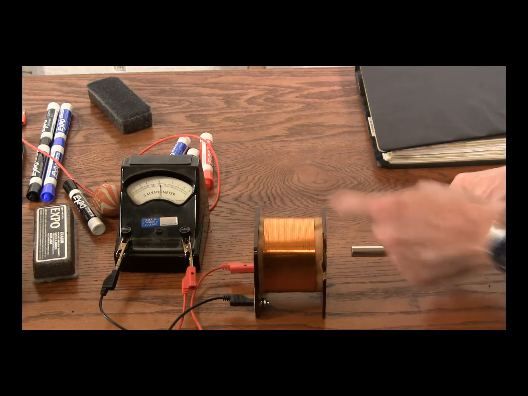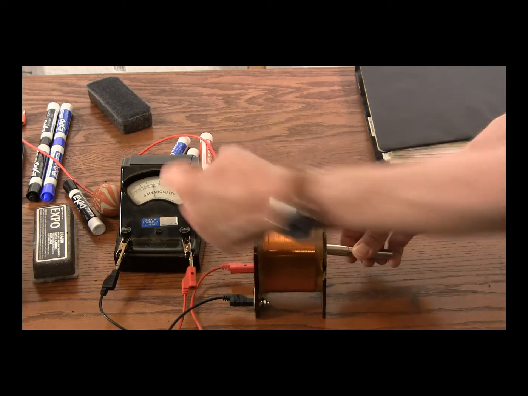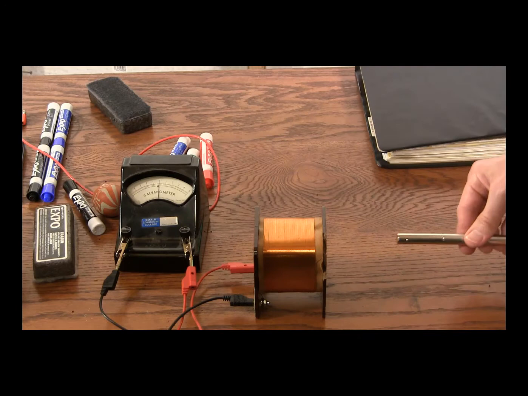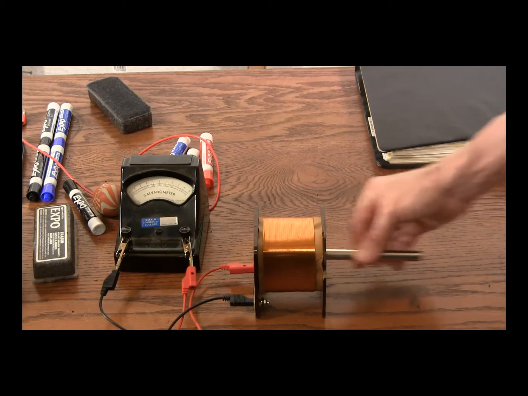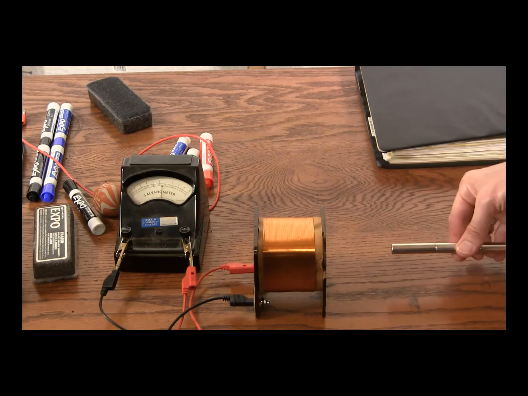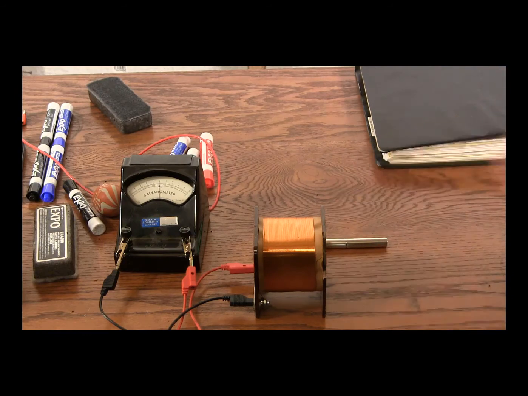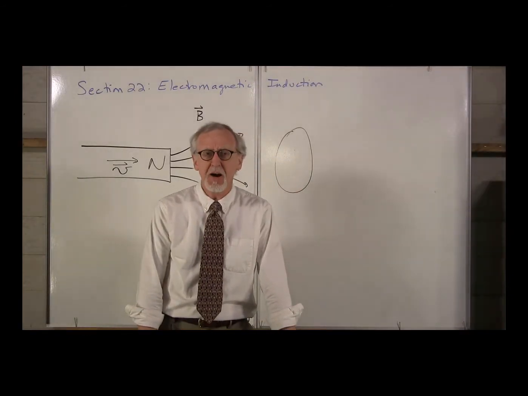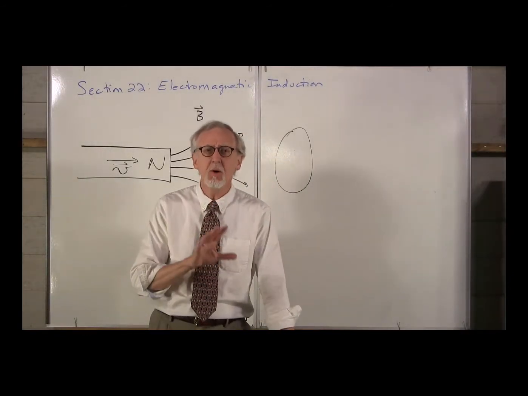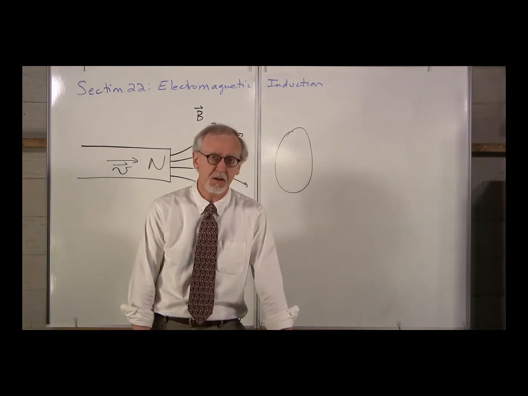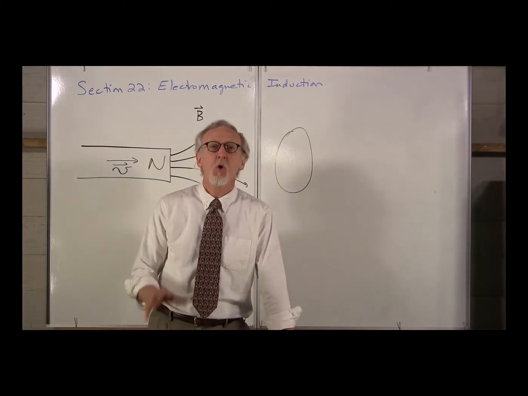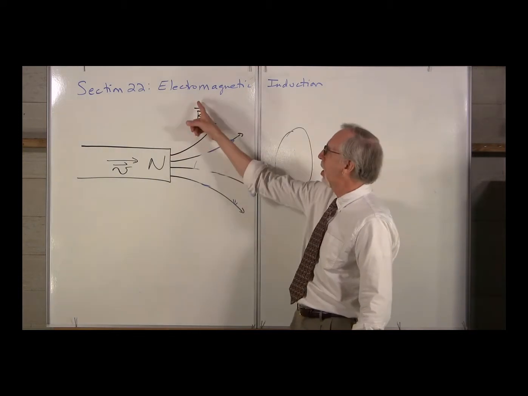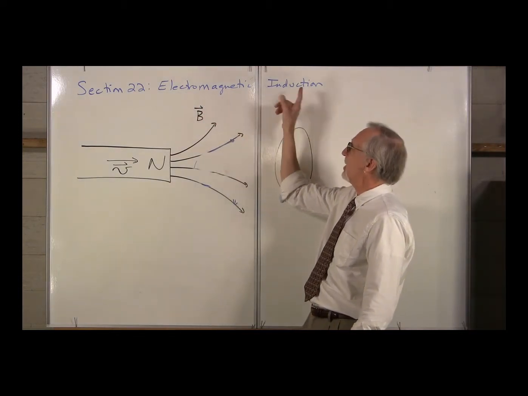If I put this end in, I get current to the right. But if I put this end in, I get current to the left. Well, that was a bit of a surprise. We have got a new magnetic force going on here. Where is this coming from? Well, this is actually what we call electromagnetic induction.